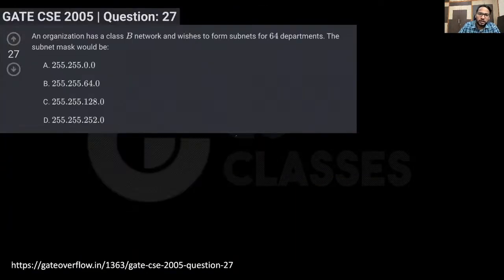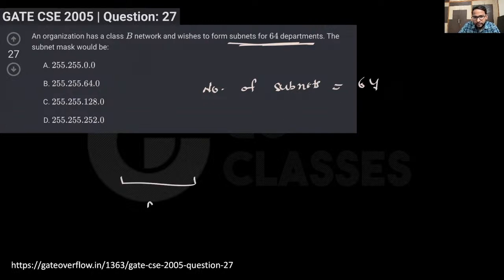Now, let's see this. What they're saying: an organization has a class B network and wishes to form subnets of 64 departments. So, subnets for 64 departments. The subnet mask will be, so number of subnets are given to you. Number of subnets is equal to 64. So how many subnet bits do you need? See, this is the network bits. First you have net ID, network bits, and then you have subnet ID, right? And then you have host ID.